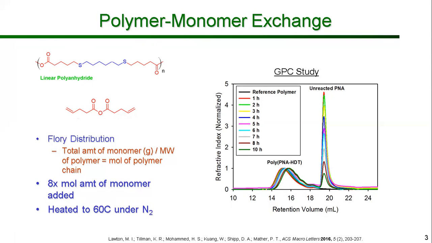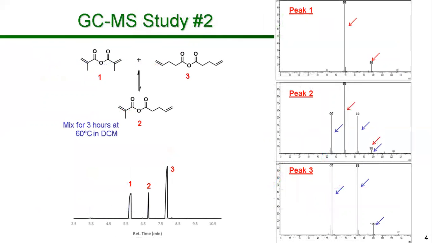Now, one can ask, how do you know that degradation isn't occurring instead of this exchange? One, the unreacted PNA monomer is decreasing over time as the polymers are shifting to lower molecular weights. But we also wanted to do another study using GCMS. We took two anhydride monomers and mixed them together in dichloromethane at 60 degrees C, similar to before, for 3 hours. And we looked at the mass spec of these materials as well.